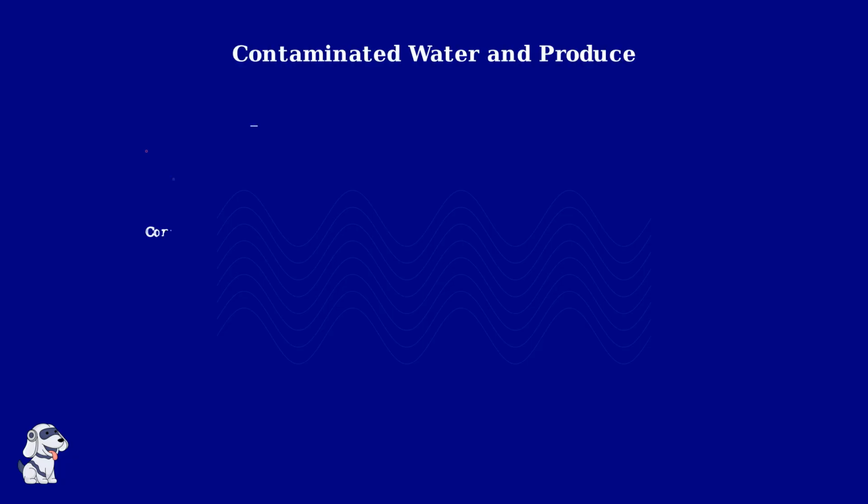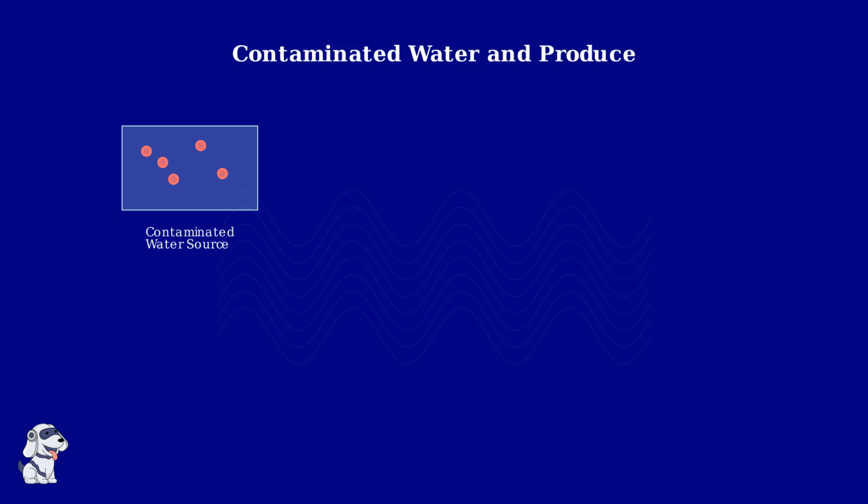Another major way food gets contaminated with Giardia is through contaminated water used in food production and preparation. When contaminated water is used for irrigation, Giardia cysts can be sprayed directly onto crops. This is especially problematic for produce that's eaten raw, like leafy greens and berries. Even at home, washing fruits and vegetables with contaminated water can transfer Giardia cysts onto the food surface.